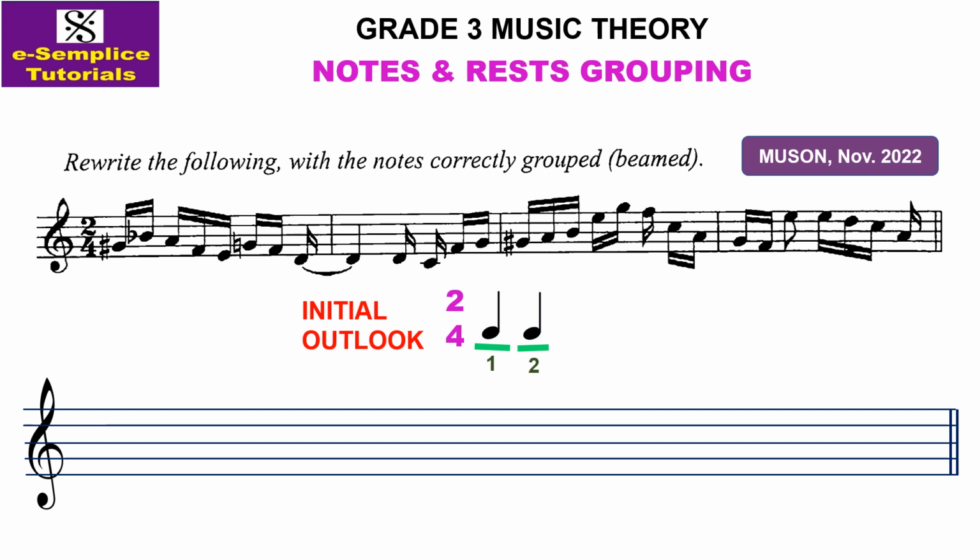Next question from Musson Exam November 2022. Rewrite the following with the notes correctly grouped or beamed. This is in 2/4 time and the initial outlook is shown already. Let's add the time signature and look at beat 1. Beat 1 should form a crotchet. So how many of those notes can you put together to form the first beat of the bar?